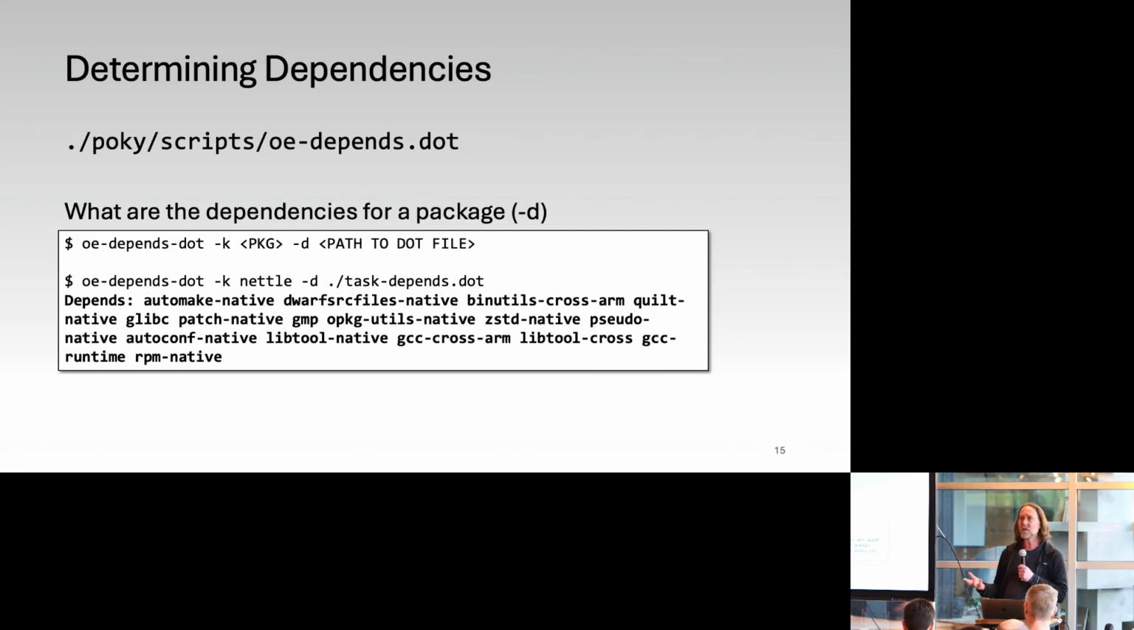So for example, if I'm wanting to now find out what are the dependencies of nettle, I do a -k nettle, -d, path through to my thing, and it will then show me all of the dependencies. It depends on the automake native, it depends on binutils cross-arm, it depends on GCC cross-arm. So I've now got a list of all the dependencies. So again, I can be checking to see from a debug perspective, have I got things all sorted?